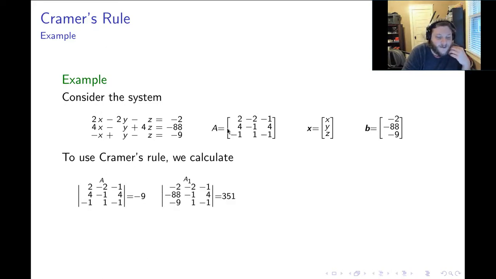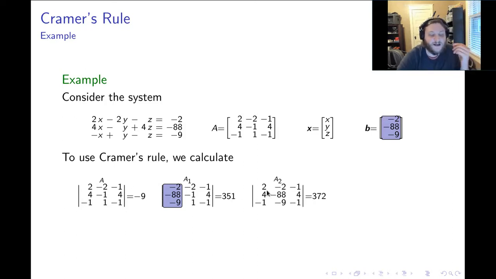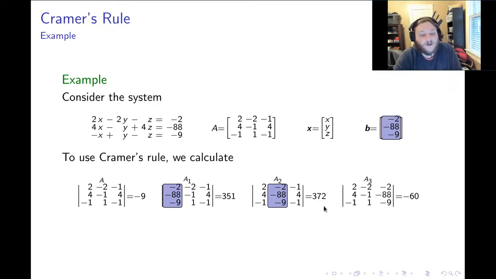I need to take the matrix A and swap out its first column with the vector B in question, and then take the determinant again. Here, when I take the determinant, I end up with 351. Then I need to do the same process, but replace the second column with B and take a determinant. When I took that determinant, I got 372. Then we need to do the same thing with the third column of A. So we start with A and replace the third column with the vector B, and then we take another determinant. Here, when I did that, I got the number -60.